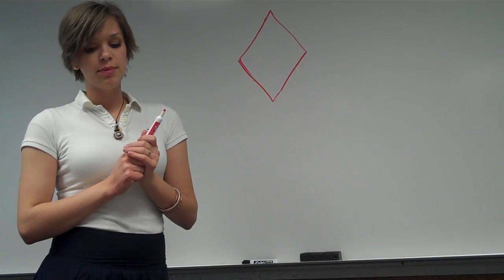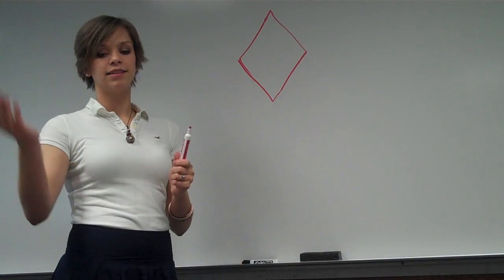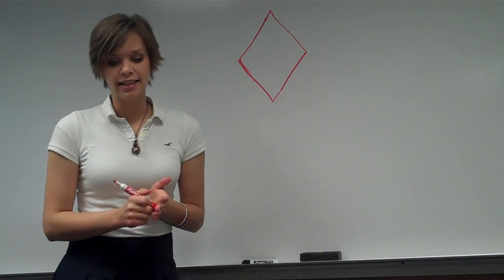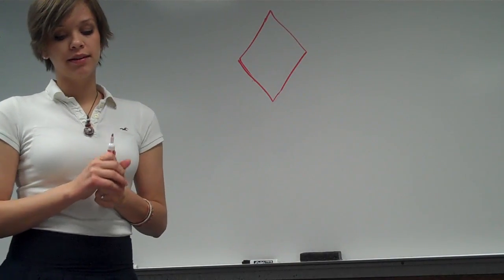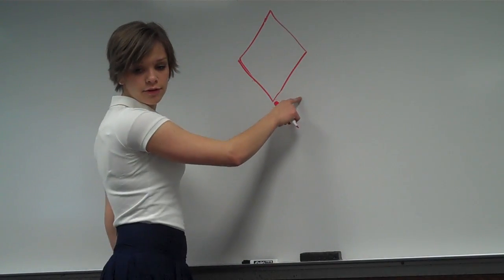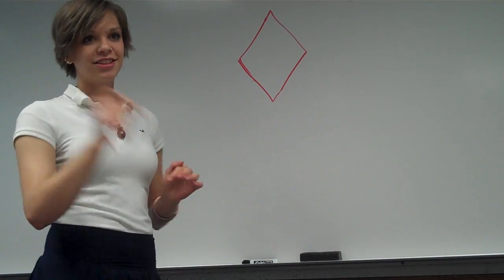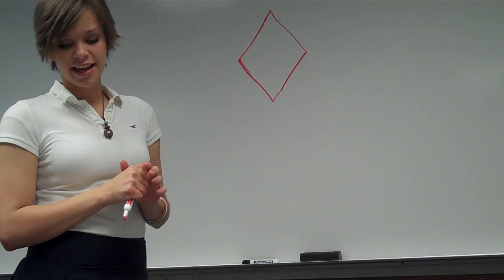First, we see if the shape has any sides. What is the first step, class? See if the shape has any sides. Right. Now we count the number of sides. 1, 2, 3, 4. What do we do now? Count the number of sides. That's correct. Thanks for answering together.